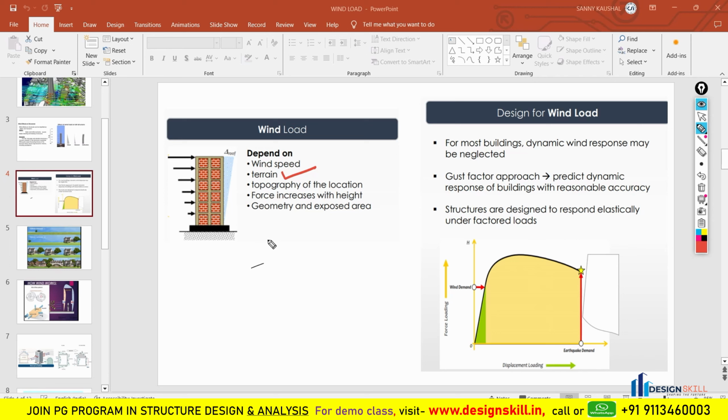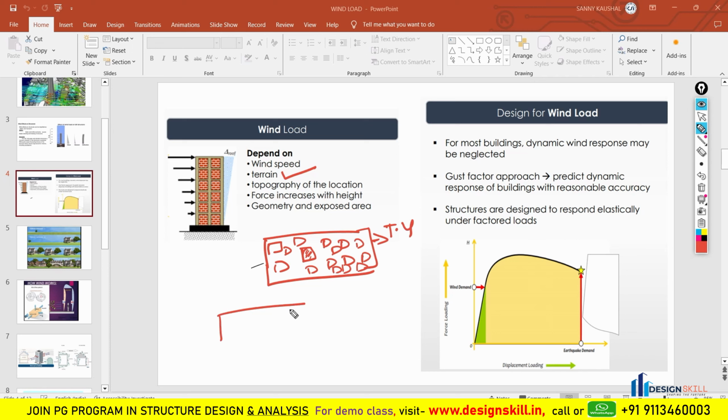So let's suppose I have a piece of land and here I need to construct a structure. Now what is the situation in the nearby area, the surroundings? If a lot of buildings are already there near this structure, it means there will be obstruction in the wind flow, and that's the reason this will come in terrain category 4.